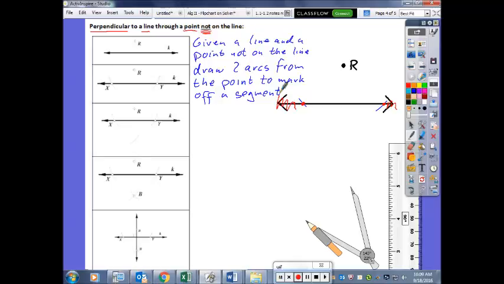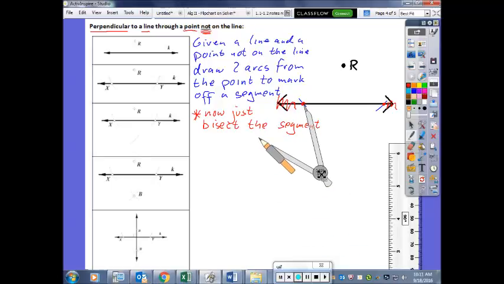And guess what, you guys? Now we are again going to do the same thing that we did before. We bisect the segment. One more time, we are now going to bisect the segment. Let's do it together one more time for practice.